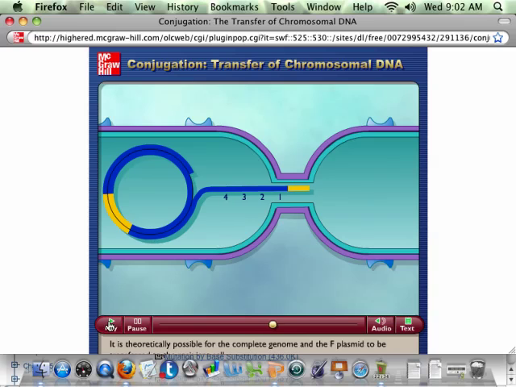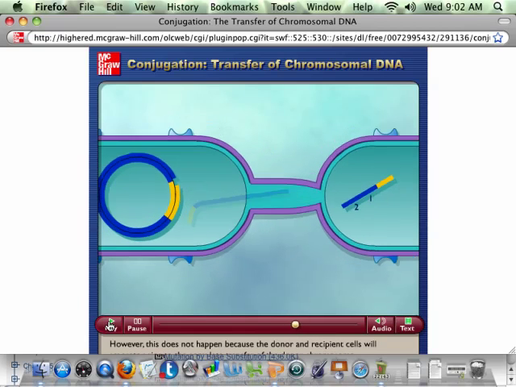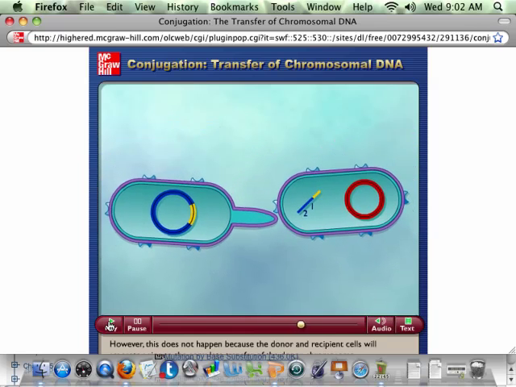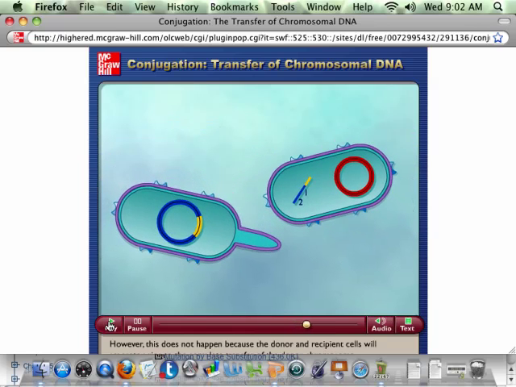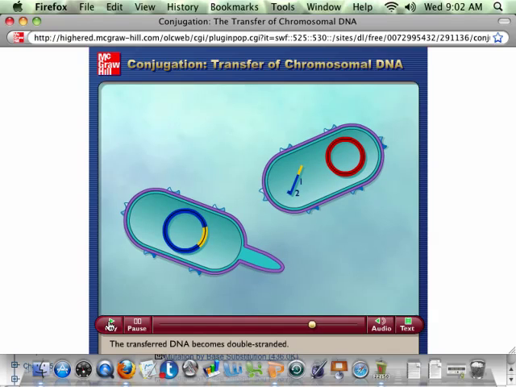It is theoretically possible for the complete genome and the F plasmid to be transferred to the recipient cell. However, this does not happen because the donor and recipient cells will separate prior to the complete transfer of the donor chromosome. The transferred DNA becomes double-stranded. The donor DNA is integrated into the recipient cell's DNA by homologous recombination. The recipient now carries transferred genes, but remains F-, whereas the donor cell remains HFR.